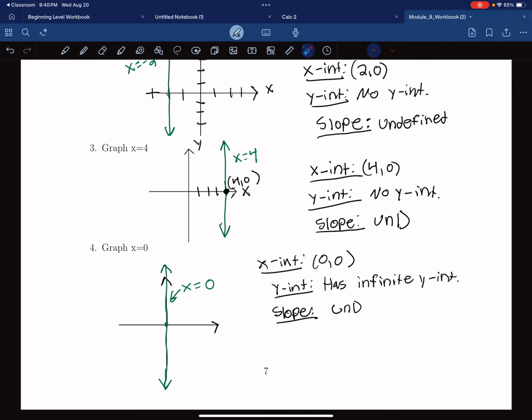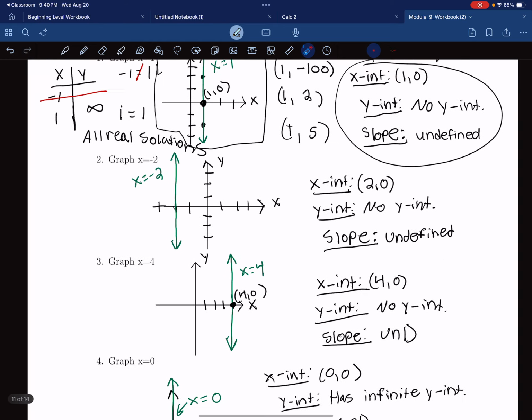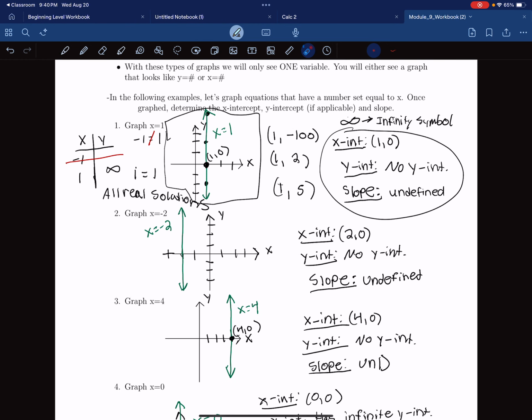Oh, and by the way, UND is an abbreviation for undefined. So looking at all these equations before I move on to the next type of equations, what are some general takeaways? Whenever we have a line or an equation that's x equal to some value, the graphs, number one, are going to be vertical. They're going to be straight up and down.